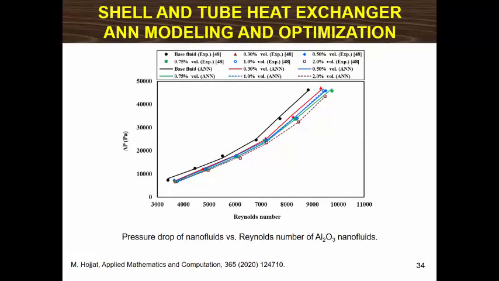Here the pressure drop of nanofluids is plotted against the Reynolds number. It's observed that the experimental values are accurately predicted by the ANN.